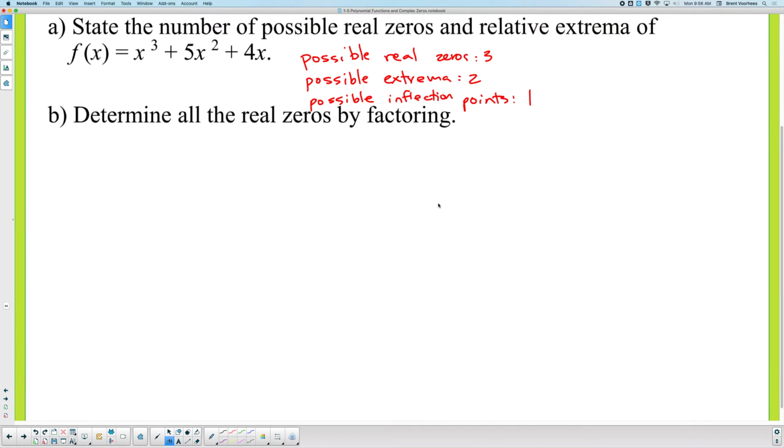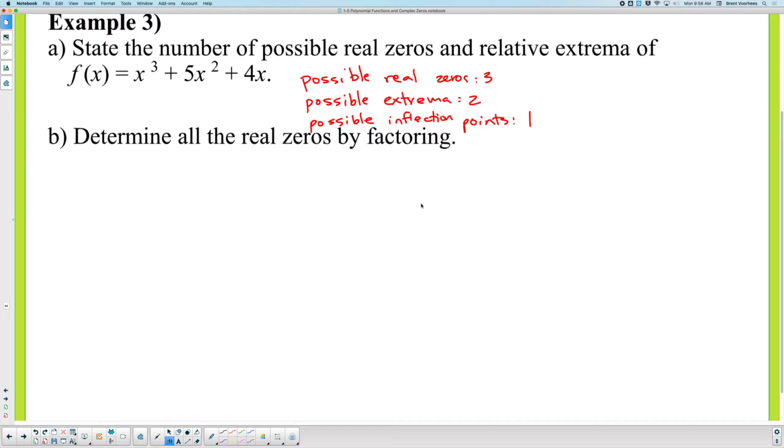So now let's determine all the real zeros by factoring. Here's how I'm going to do this. I have a set method. The first method I look for is GCF. I try to use GCF factoring first. We did this on the very first day of school, when I was introducing you in my class. What does GCF stand for, Dulce? Greatest common factor. We're looking for greatest common factors. When you look at this equation, do you see anything in common all the way across? X. So we're going to take out the factor of x.